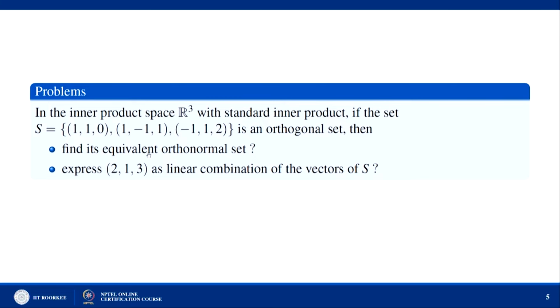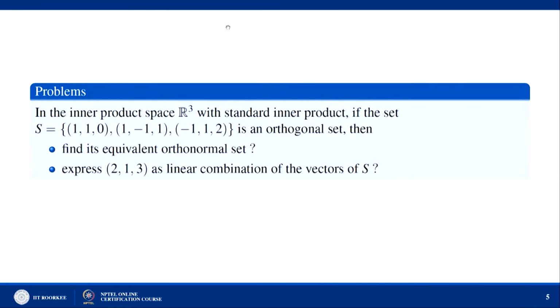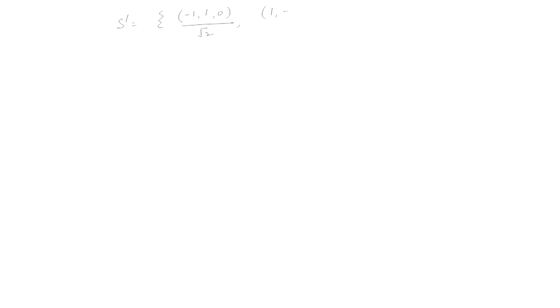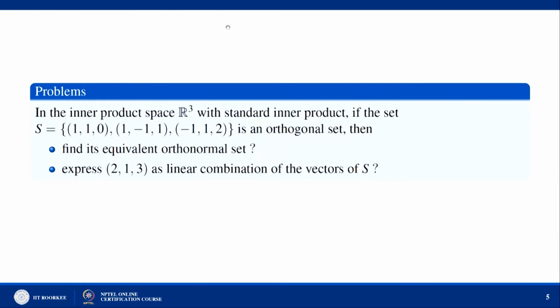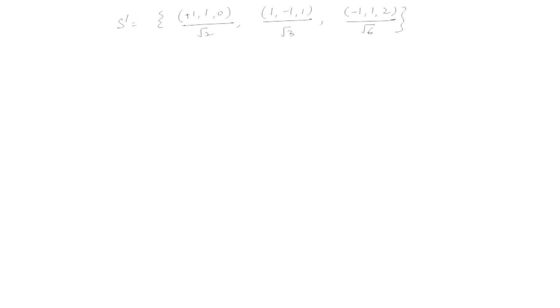So, what is an equivalent orthonormal set of this? The equivalent orthonormal set of this, suppose H', has the first vector (1, 1, 0) upon under root 2. The second vector is (-1, 1, 1) upon under root 3. The third vector is (-1, 1, 2) upon under root 6. So, the first element is (1, 1, 0). So, this is an equivalent orthonormal set.